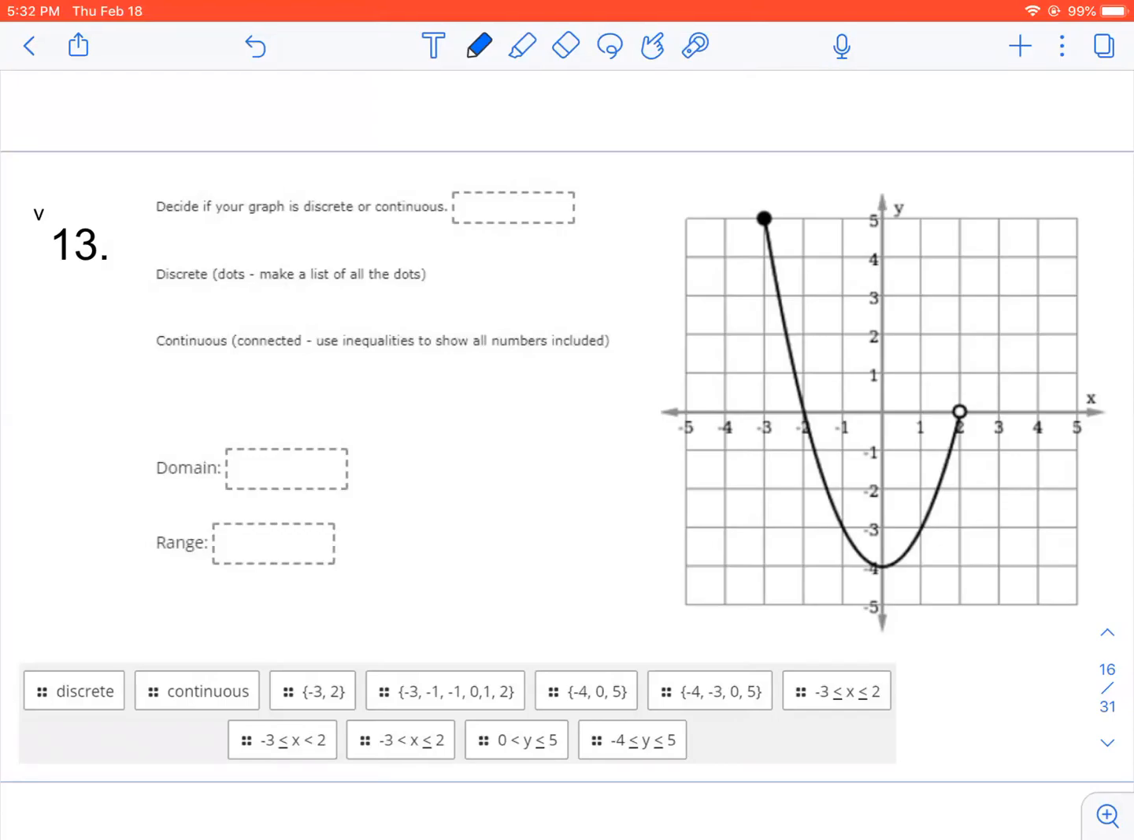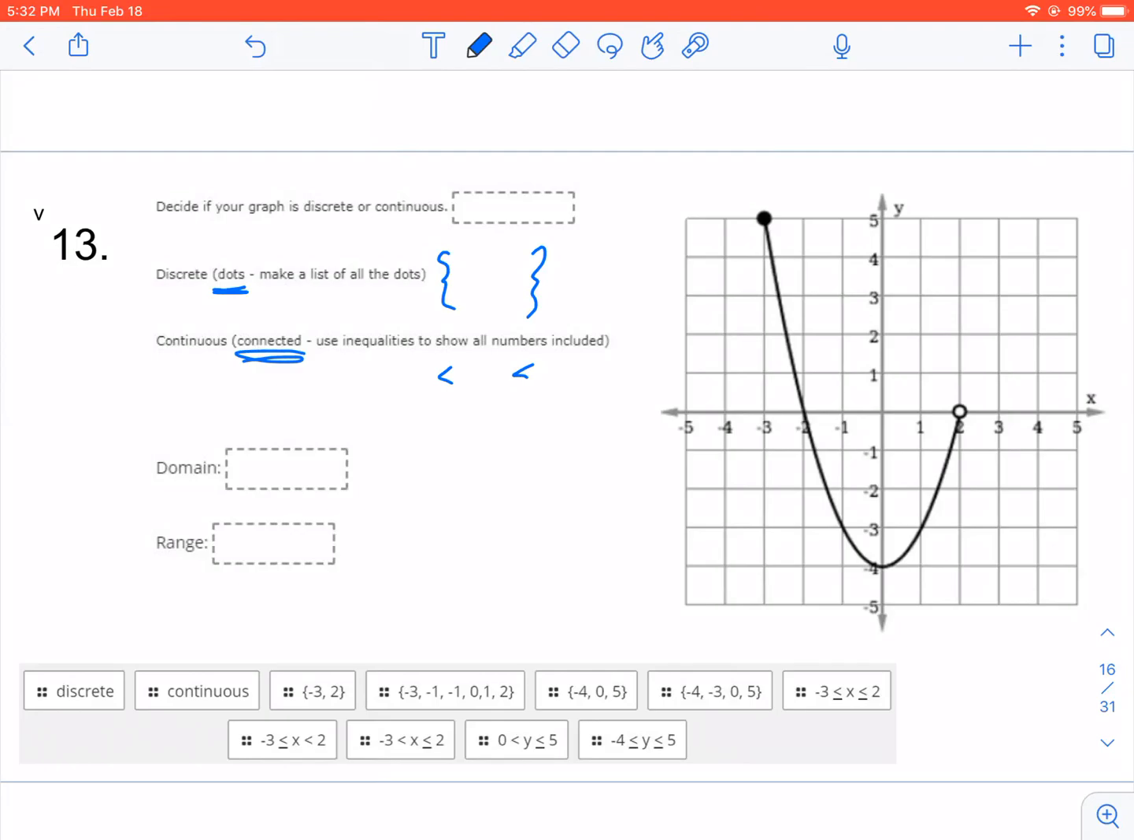Question number 13. Decide if your graph is discrete or continuous. If it's discrete, remember that it's going to have dots, and we're going to make a list of all of our dots inside our braces. If it is continuous, that's connected, and we would use our inequalities to show all the numbers included in the graph all the way from left to right, and for range it would be from low to high.